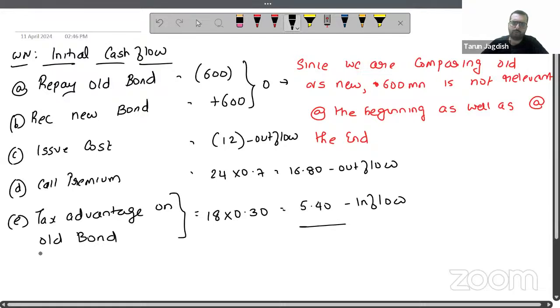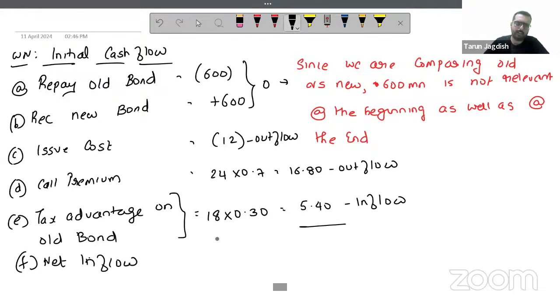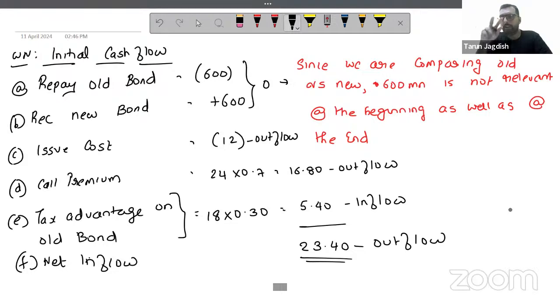That's it. So from this, can I go and find out how much is going to be my net inflow over here, friends? 12 is outflow, 16.8 is again outflow, 5.4 is inflow. So 23.4 will be my initial outlay. Okay. Now I will have to give you a note for the issue cost. Issue cost 12 million pays today, but it is amortized over 6 years. So every year I will be getting one tax advantage.